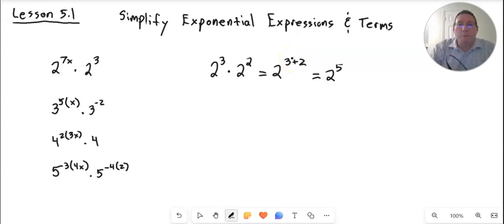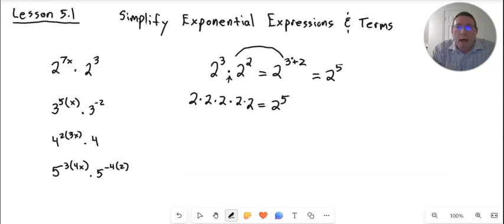We know that 2 to the 3rd power is the same thing as 2 times 2 times 2, right? And then we're going to multiply that. That's this dot right here, okay? Then 2 to the 2nd power is 2 times 2. Well, what do we have here? We have 2 to the 5th power, okay, because we have 5 2's. So this is the same thing as 2 to the 5th power. And the reason we got that is because we had this intermediary step here where we do 2 to the power of 3 plus 2. We can add the exponents if the base is the same, okay?